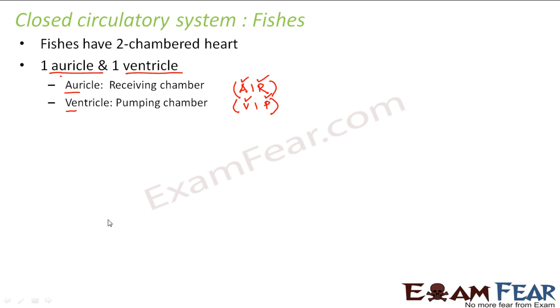Now how does the blood flow, or how does transportation take place in the case of fishes? Before that, which organ is present in fishes which is used for gaseous exchange? That means, which is the respiratory organ in fishes? They do not have lungs, right? They have organs called gills. We have already spoken about gills in one of the previous slides.